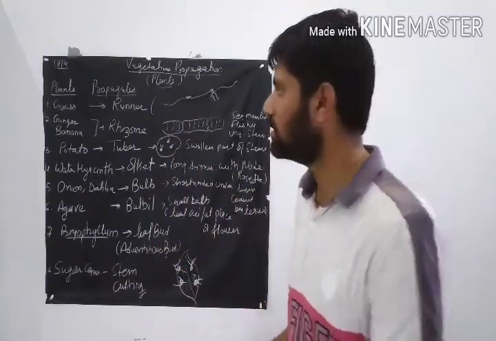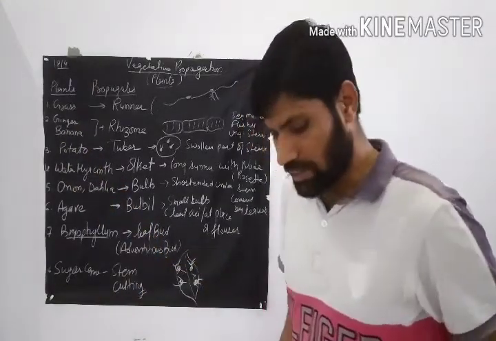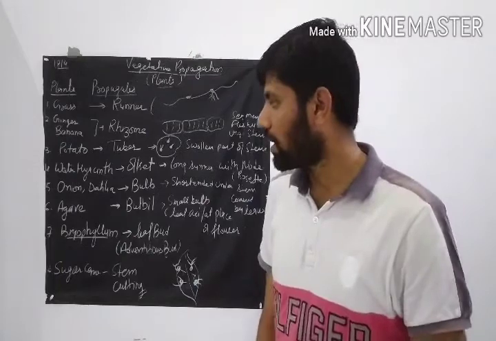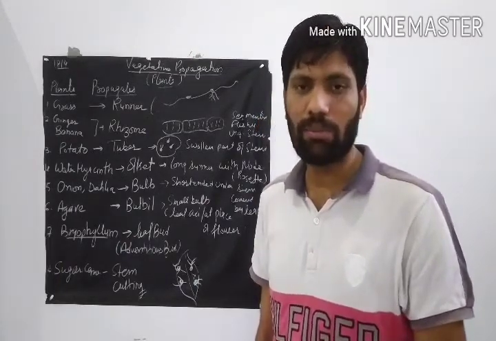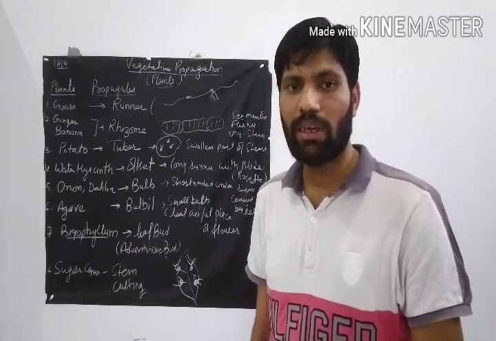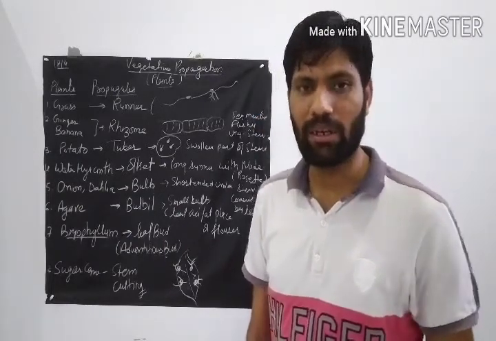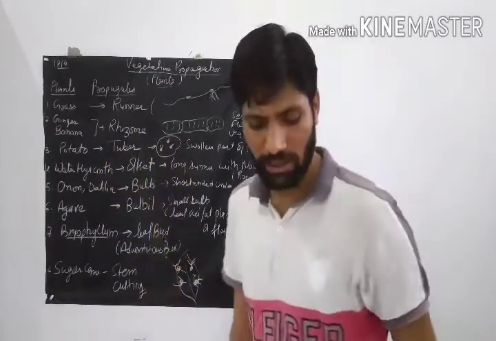Now the first case is the case of grass. I have given many structures here like runner, rhizome, tuber, offset, bulb. All are modifications of mainly the stem, and we have studied them in class 11 in morphology. Now come to runner. Runner is in grass.